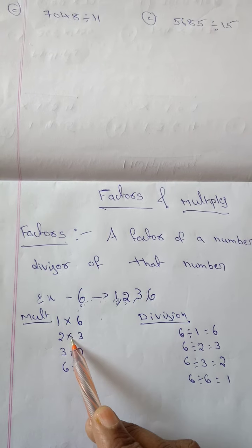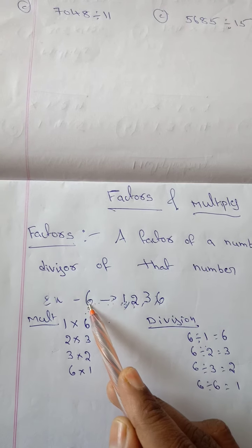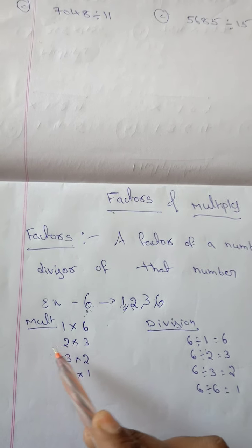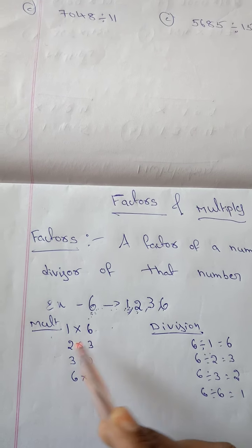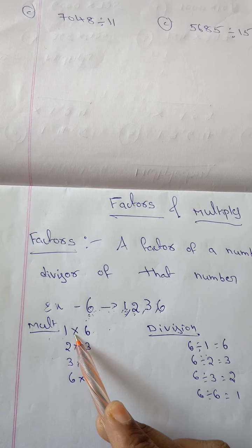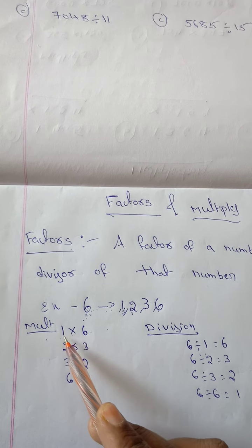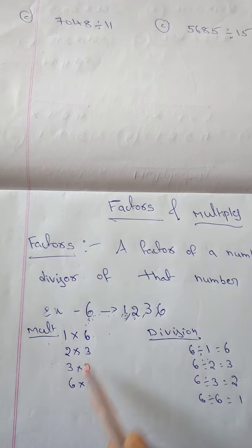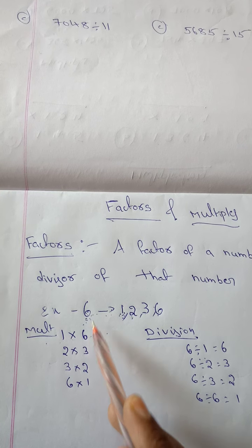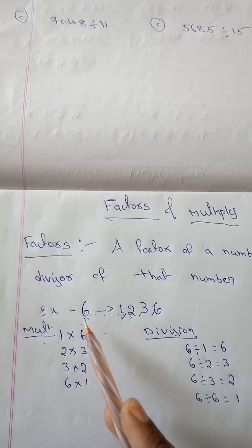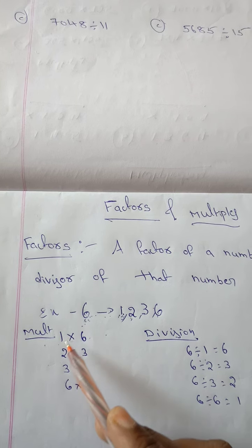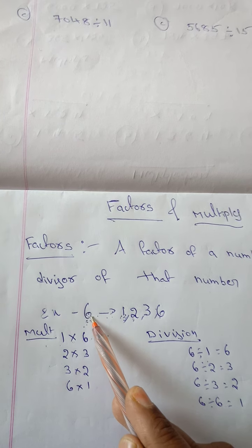Children, now I can show the multiplication method and the division method for finding the factors of 6. First, the multiplication method. 1 into 6 is 6. 2 into 3 is 6. 3 into 2 is 6. 6 into 1 is 6. So these are all the factors of 6.